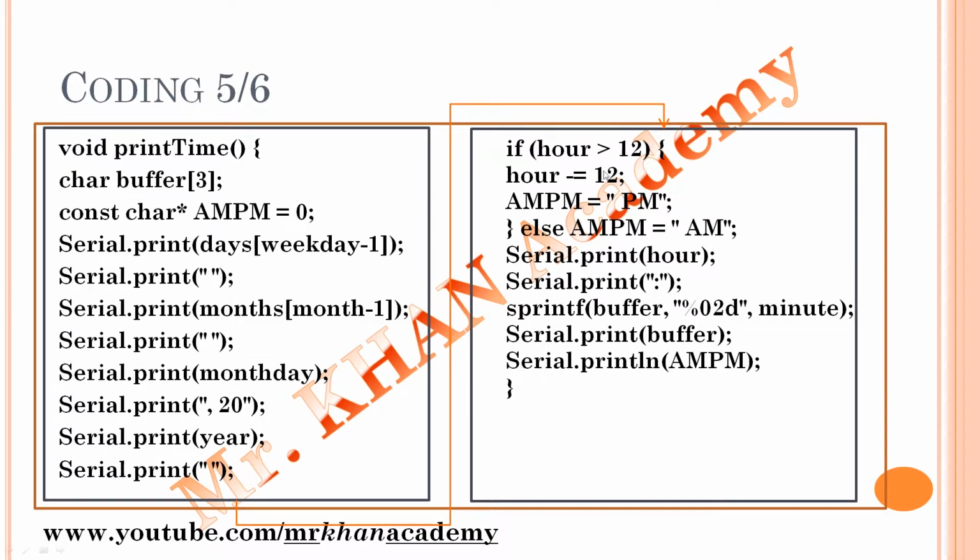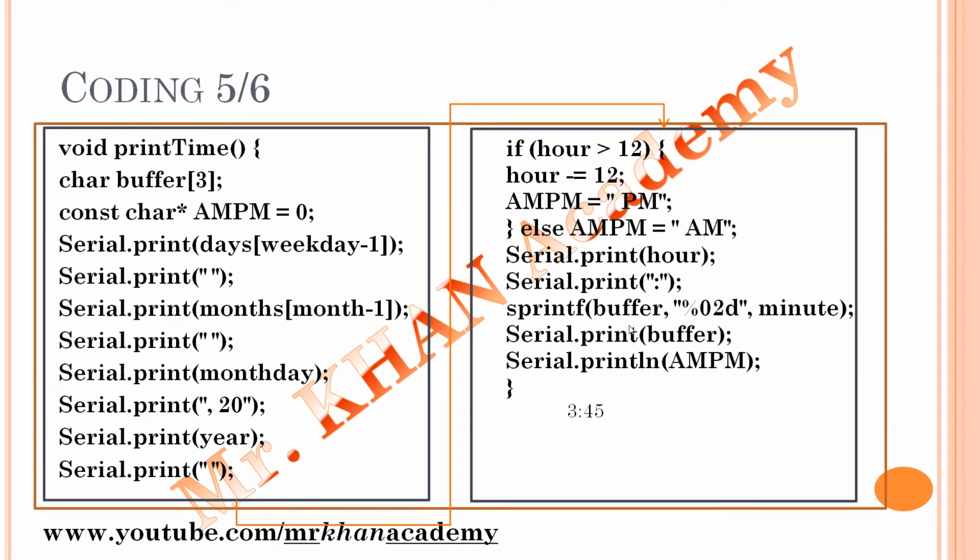Hours will be changed: instead of 14, hours is now 2, and AM/PM will be PM because it is going beyond 12. If it goes beyond 12, that means it is PM. Else it maintains AM, and whatever the hours is, the same will be given. After converting the 24-hour time into 12-hour AM/PM, it will do Serial.print hours, then colon.